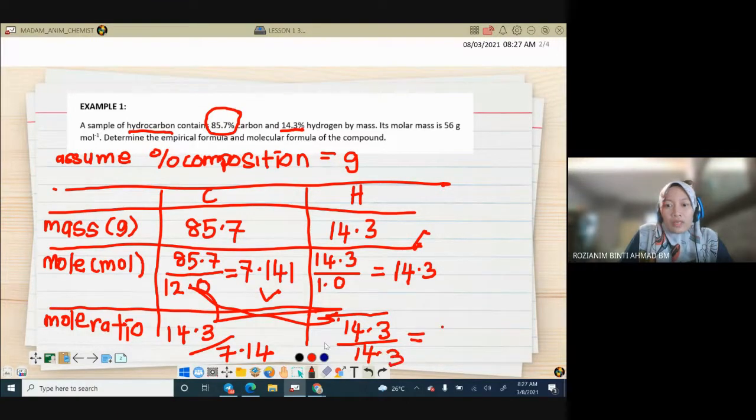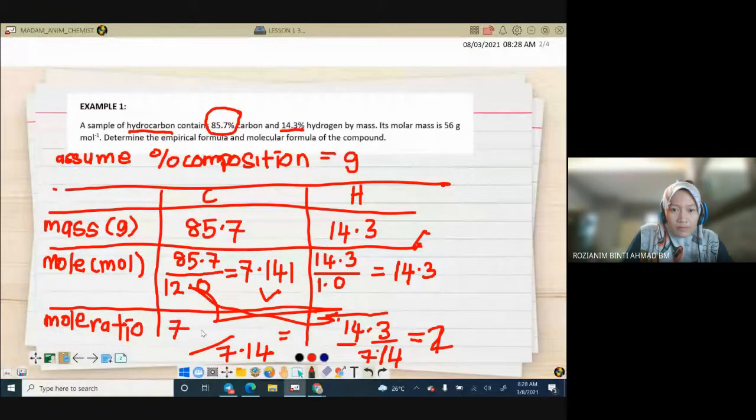So dapat berapa mole ratio for the carbon? Kamu dapat? So di sini hydrogen 14 bahagi dengan 7. Okay, saya pakai list. Okay, sini kena bahagi dengan the smallest value which is 7.14. Okay, so means untuk hydrogen kita akan dapat ratio dia 2, untuk carbon kita akan dapat ratio dia adalah 1, this is 7.14. So kita akan dapat 1 to 2.